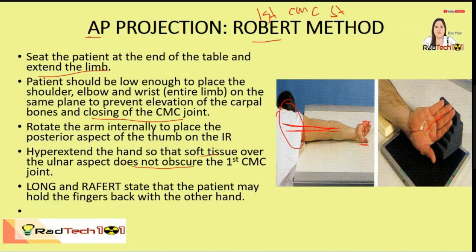So, Long and Raffert state that the patient may hold the fingers back with the other hand. So, nagsuggest si Long and Raffert na yung isang kamay ng patient, pwede niyang hawakan yung other fingers to ensure na hindi siya mag-superimpose. Or yung iba, kasi mahirap naman talaga para sa patient ito, so naglalagay sila ng tali or ng cloth, lalagay dito para hawakan ng patient para ma-ensure na naka-hyperextend yung kanyang mga digits, second to fifth digits para walang superimposition.